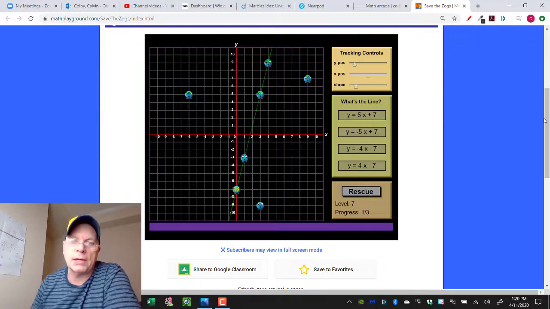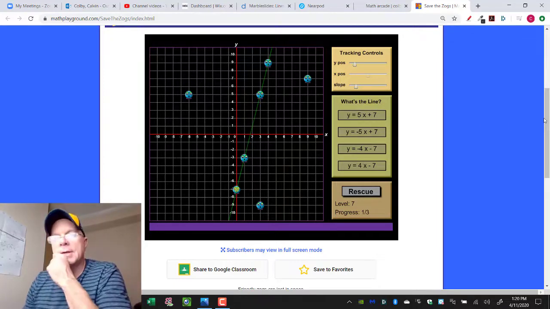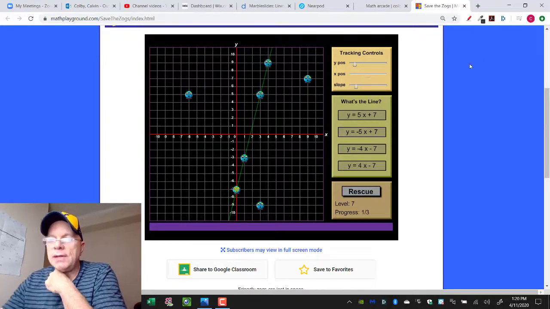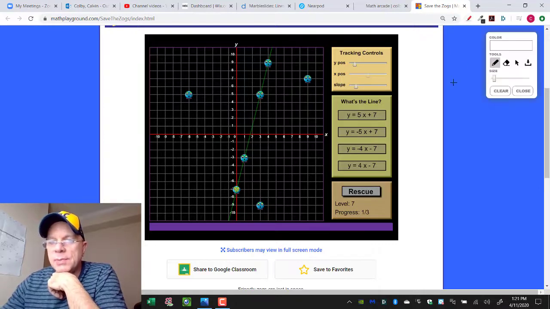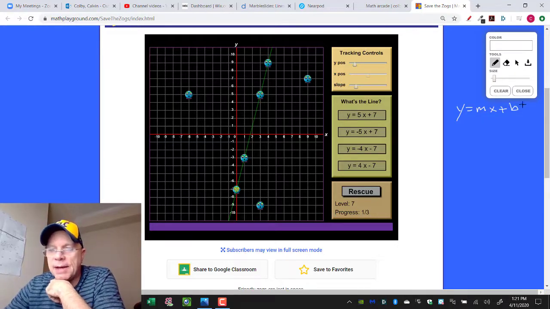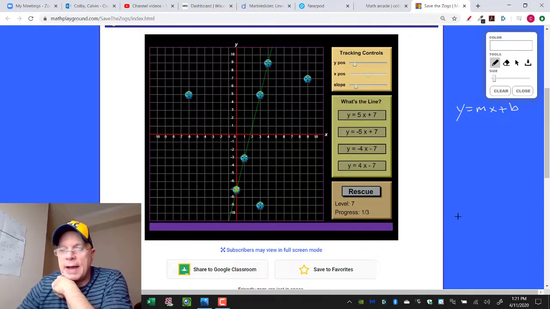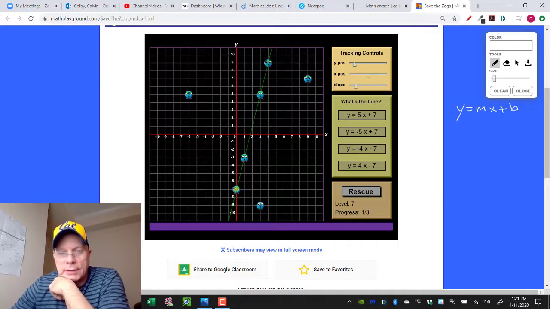Alright, now I've got my line going through my zogs. So I'm going to do the same thing. I'm going to write y equals mx plus b, because if I can find m and I can find b, I can rewrite it and get my actual equation. The line intersects at negative 7 on the y-axis, so b is negative 7. The slope is always change in y over change in x.